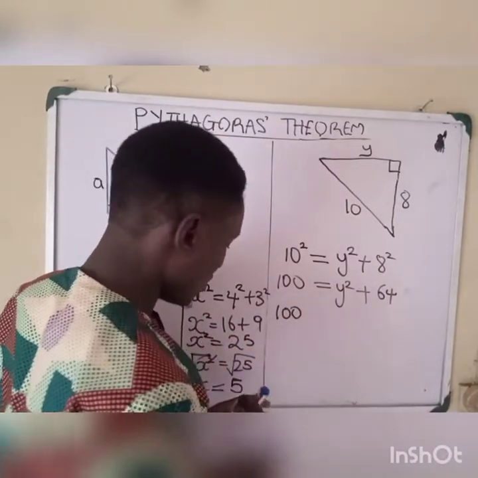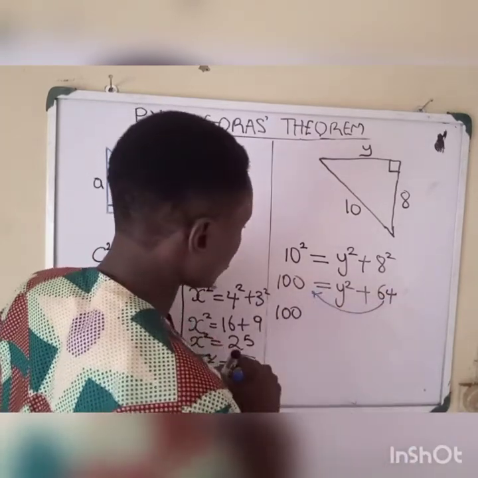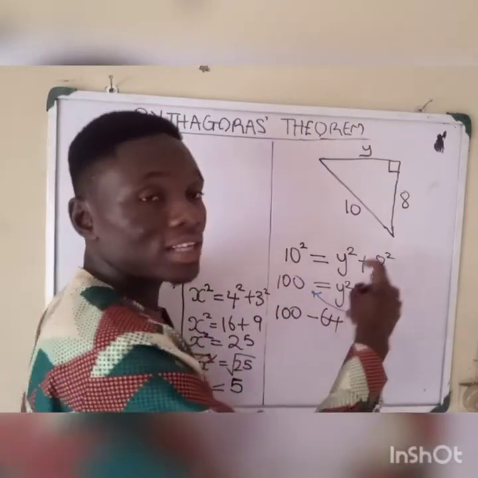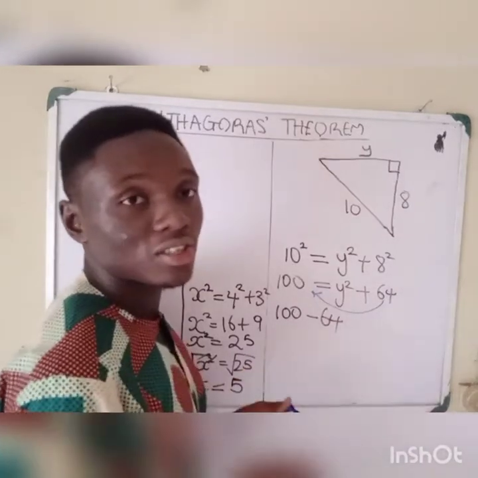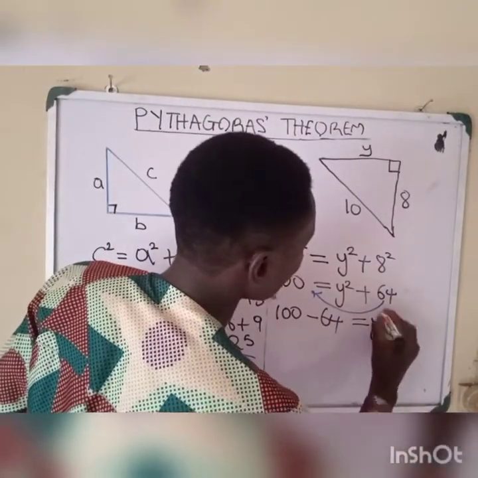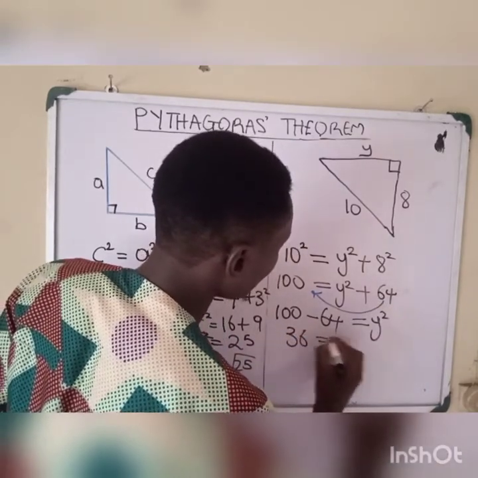100, this 64 coming over to this side becomes what? Minus 64. Whenever a side is crossing the equality sign, that sign changes. If it's plus, it changes to minus. If it's minus, it changes to plus. Equal to y squared. This y squared remains the same. 100 minus 64 is 36, equals y squared.